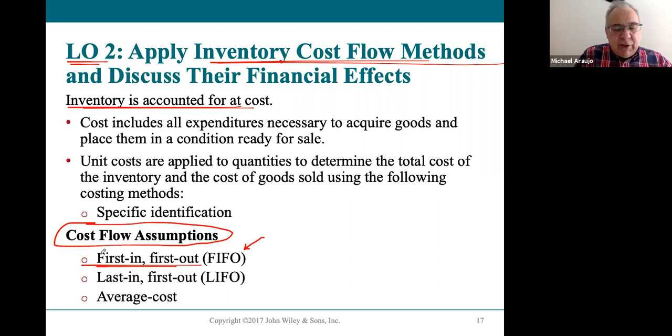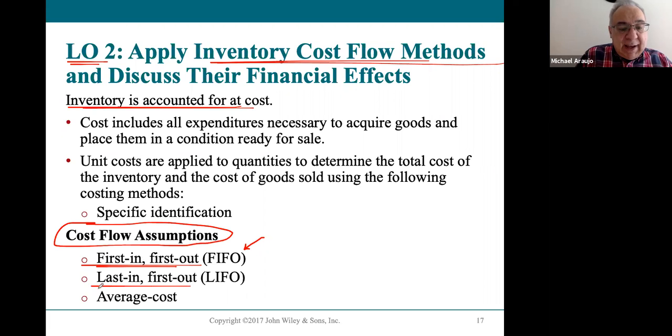It means, I'll go back to my Poohs here, the first Poohs that have come into the store are the first Poohs they are going to cost out as cost of goods sold. So they look at their inventory list and they figure out which ones were in first. Those are the ones we sold first. And that's how they use it. We're going to learn about that today.